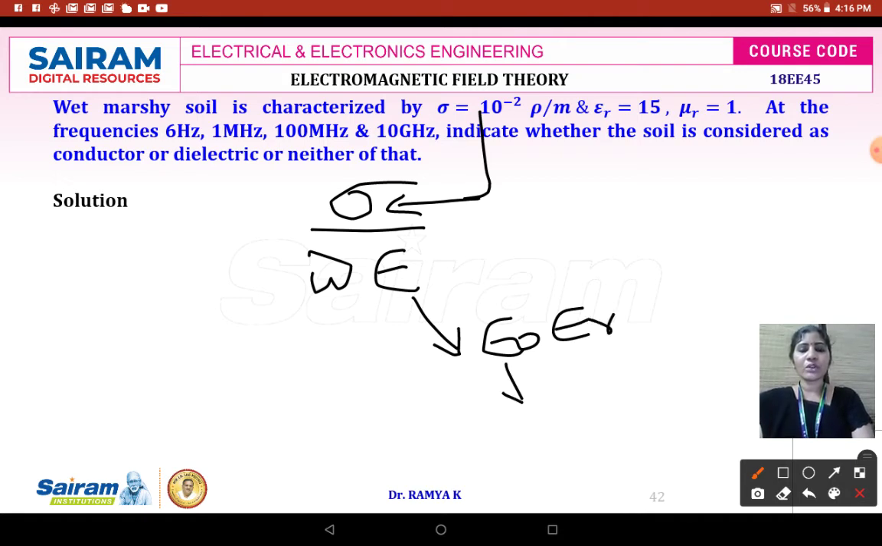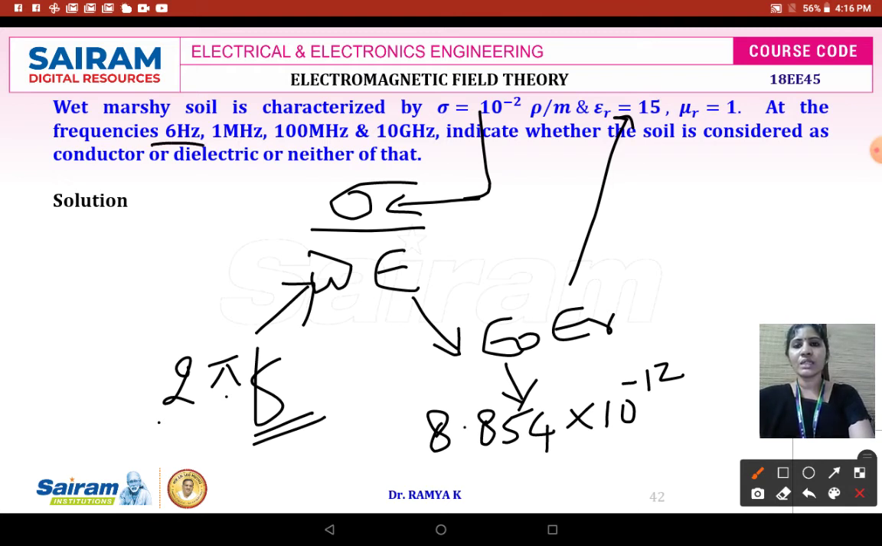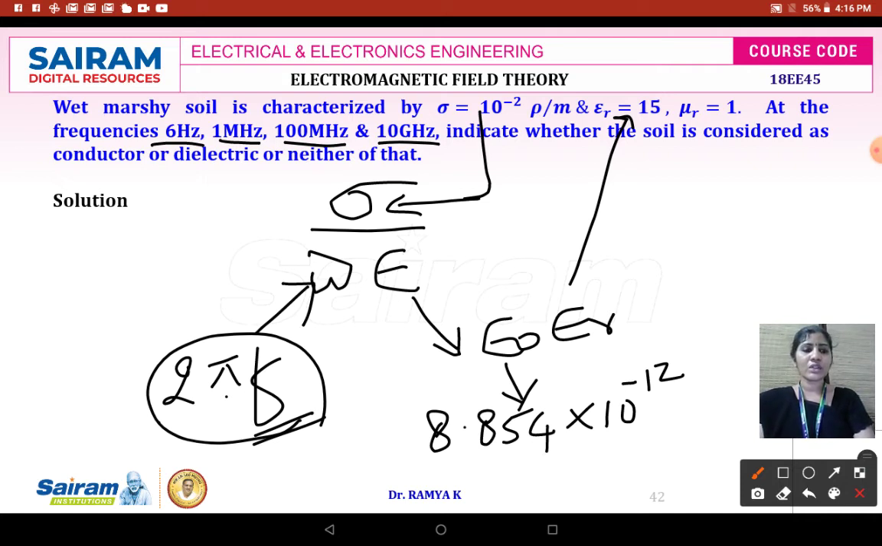The value of epsilon naught is constant, which we can write as 8.854 into 10 to the power of minus 12, and the value of epsilon r is given in the problem as 15. Omega is nothing but 2 pi f. 2 is constant, pi is also constant, and f is the frequency. So at various frequencies like 60 Hz, 1 MHz, 100 MHz, 10 GHz, we need to identify the value of sigma divided by omega epsilon, that is the loss tangent. From there we should define whether the given wet marshy soil is a good conducting medium or a good dielectric medium.